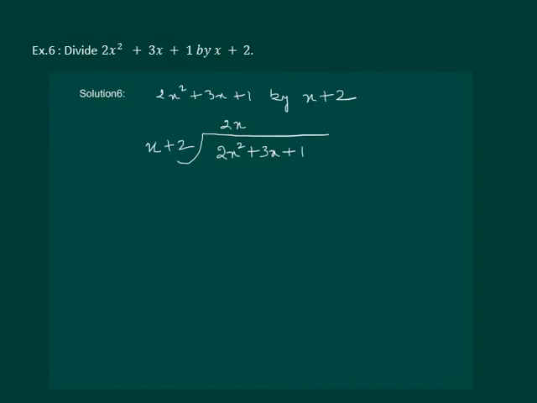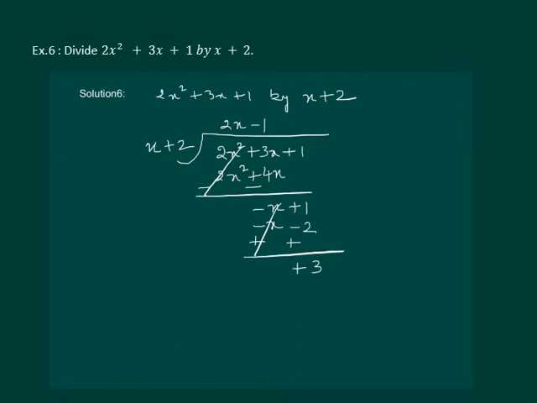Let us read the question. Divide 2x square plus 3x plus 1 by x plus 2. Let us start the process. We want to get 2x square, so we have to multiply x with 2x. So let us take in the quotient 2x. Now when we multiply quotient with divisor, we get 2x square plus 4x. Change the signs, we get minus x plus 1.